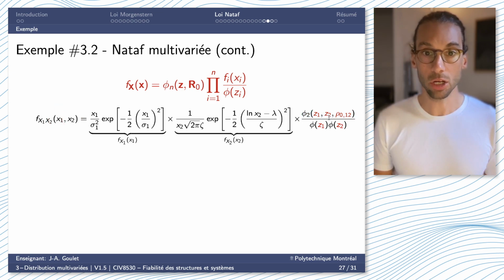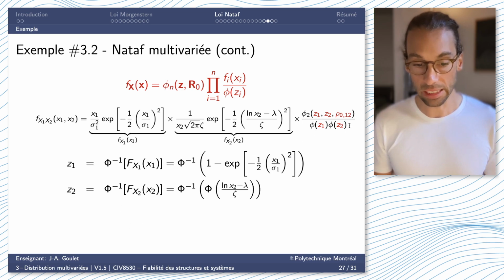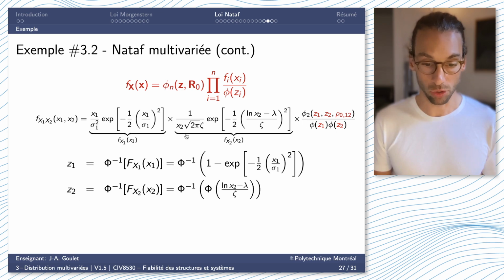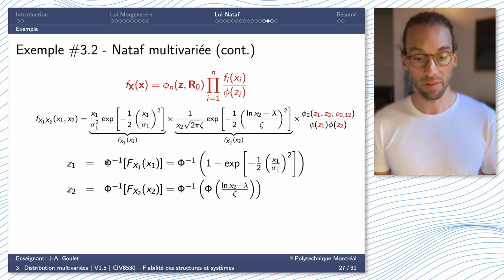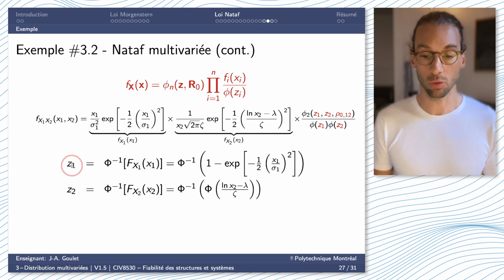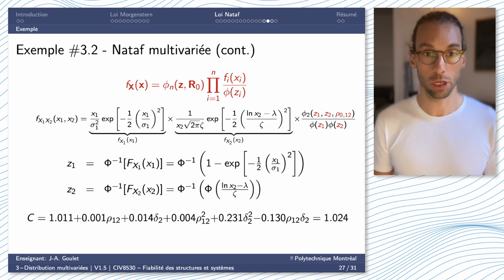Where do I get those z's? Okay, I want to evaluate this for x, not for z. So these z's are obtained from that mapping between my original space x and my standard normal space. So I'm going to evaluate the x I want in its CDF, and I'm going to evaluate the inverse standard normal CDF for that result. I'm going to obtain the corresponding z. So I can directly use the z1, z2 that maps from x1, x2 in this formula.